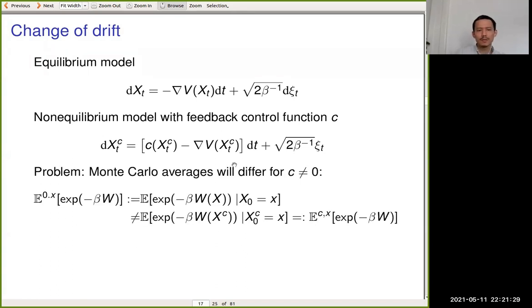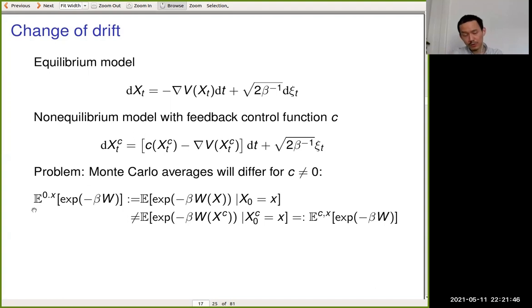Now, the problem is here, if we just use Monte Carlo averages of the non-equilibrium system, X^C, the Monte Carlo averages will usually differ if C is non-zero because we're working with completely different random variables here. Instead of X, we're working with X^C. So mathematically, what does that mean?